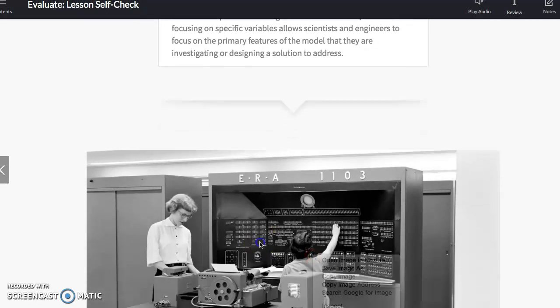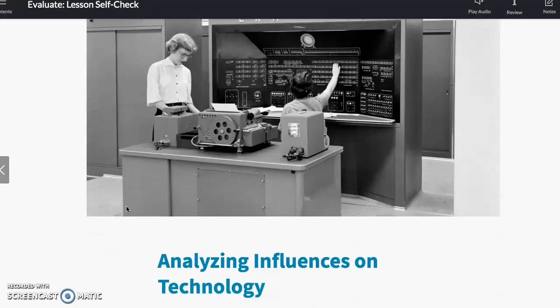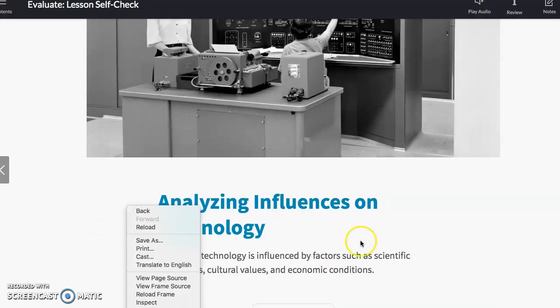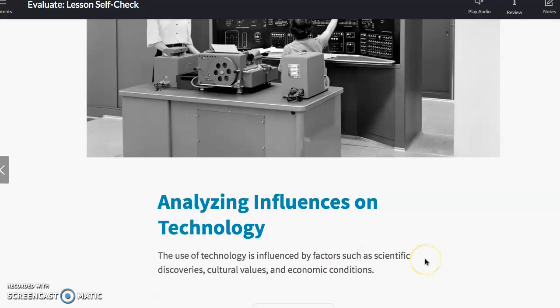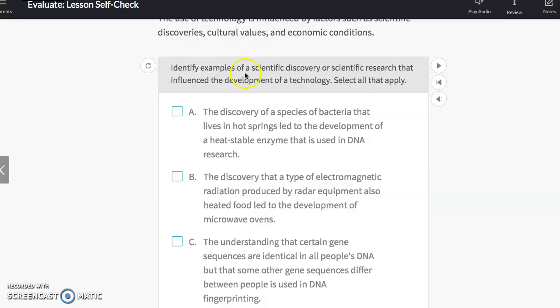Okay, now here's the computer that we learned about, which was as big as a room. It can be influenced by science and culture. So now we're learning about what influenced the technology that we have. This is a scientific discovery or research that influenced technology. So now we have to choose which ones apply here. So, select all that apply. It almost always means more than one.